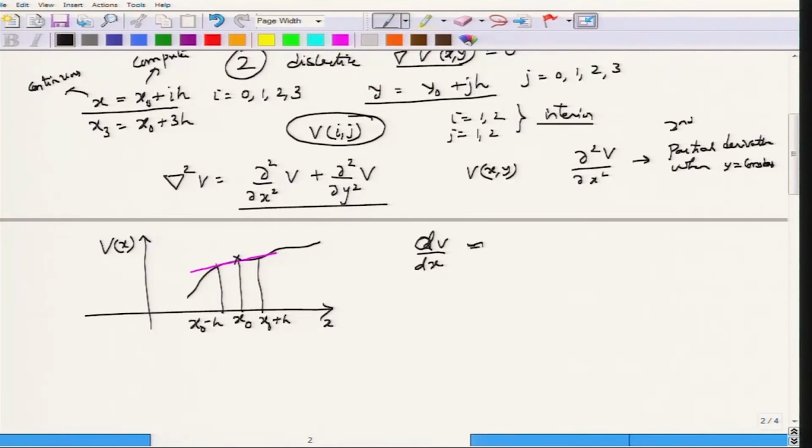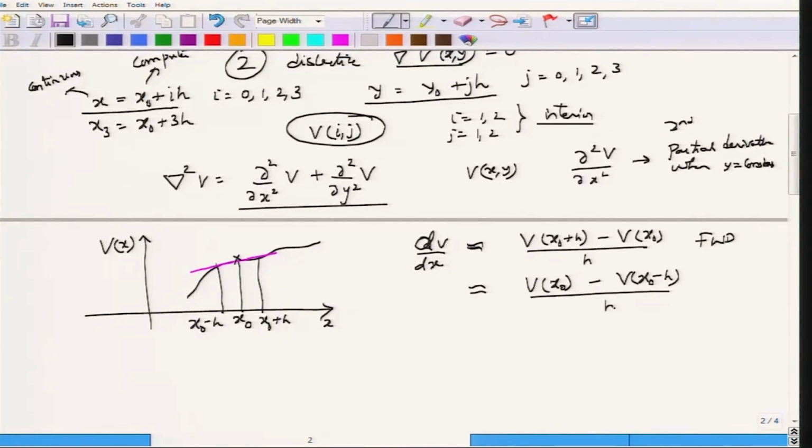This slope can be obtained in two different ways. So, dv by dx can be written as v of x0 plus h minus v of x0 divided by h. This is called the forward difference formula. This can also be written as v of x0 minus v of x0 minus h divided by h. In the classes on mathematics, you would have seen that the limit of h must be tending to 0, but on a computer I cannot tend h to 0 without really blowing up the problem in very complicated ways. So, I have h which is fixed, it is small, but it is not really going to 0.